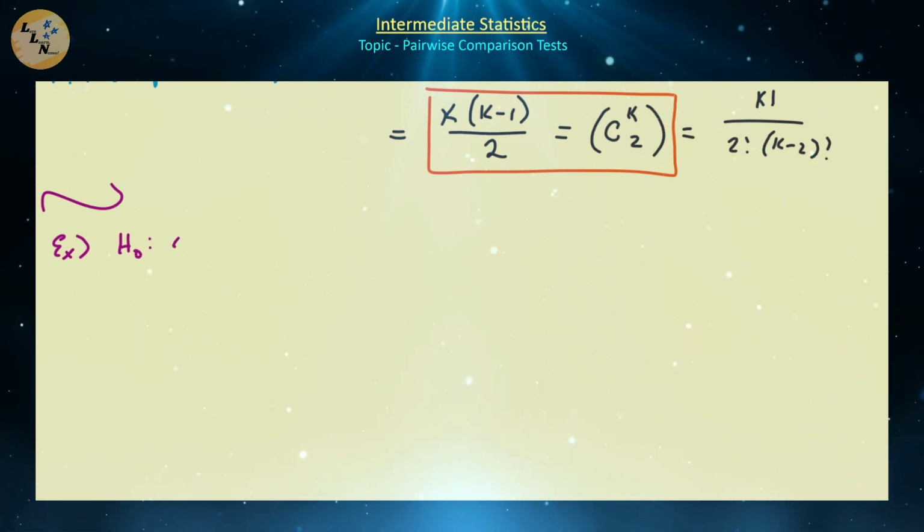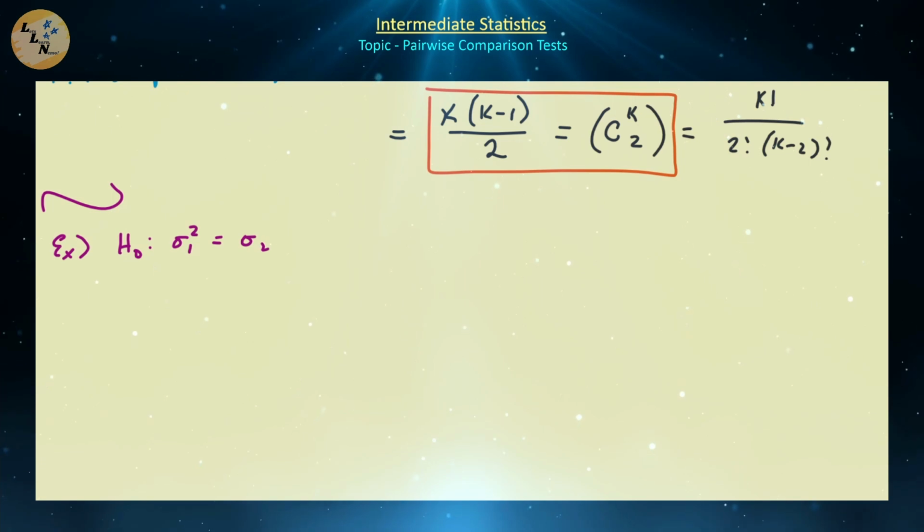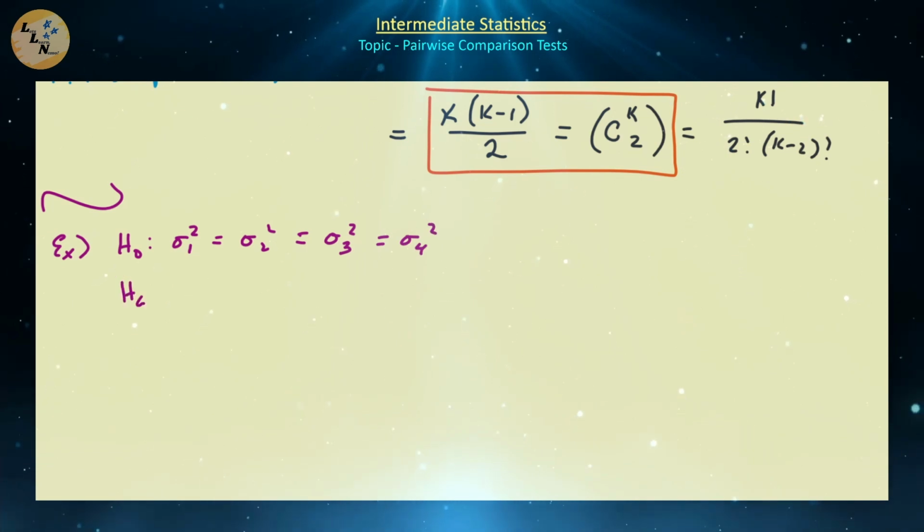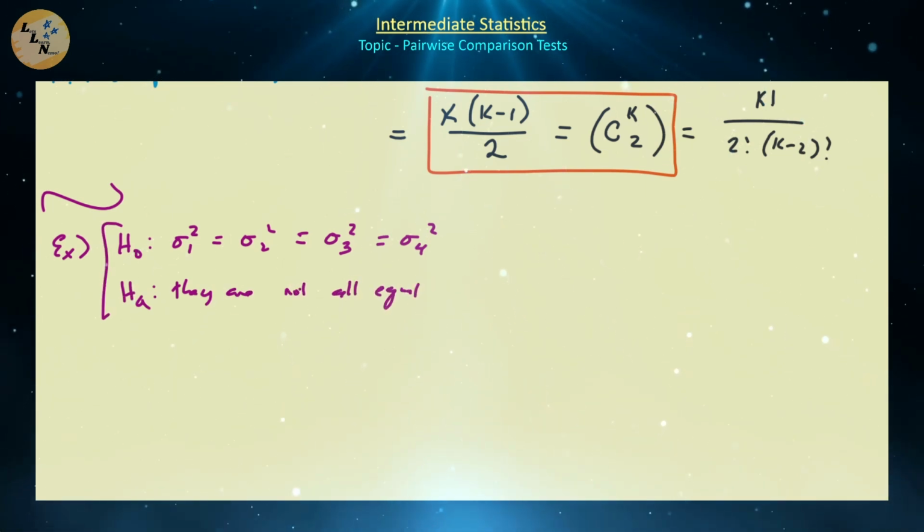So let's assume that we have 4 population variances that we want to test the equality of. So sigma 1 squared equals sigma 2 squared equals sigma 3 squared equals sigma 4 squared, with the two-sided alternative that they are not all equal. That means at least one of these pairs is sufficiently different from one another. So the first thing we need to do is figure out how many different pairwise comparison tests one would have to do.